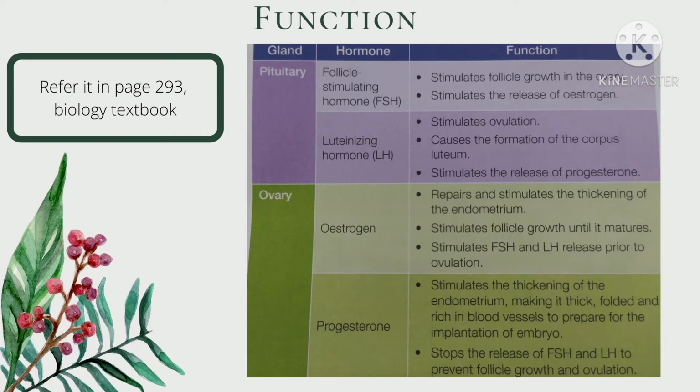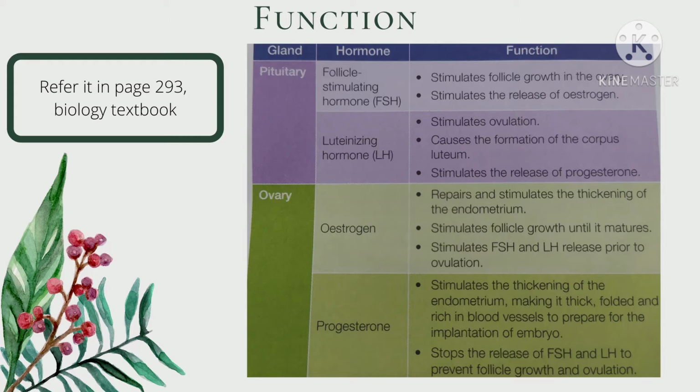Now, what are the functions of the hormones? You can refer to your textbook on page 293 in table 15.2. FSH and LH are produced by the pituitary gland. FSH stimulates follicle growth in the ovary, and it also stimulates the release of estrogen. For LH, it stimulates ovulation and causes the formation of the corpus luteum. It also stimulates the release of progesterone.